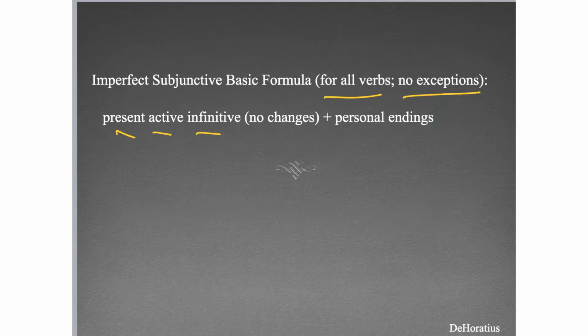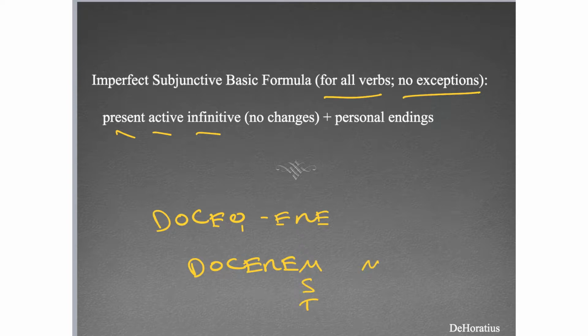So we take an example, something like, say, doceo, docere. Docere is the present active infinitive, and then you just add the endings. You do use the M instead of the O, so docerem, doceres, doceret, doceremus, doceretis, docerent.